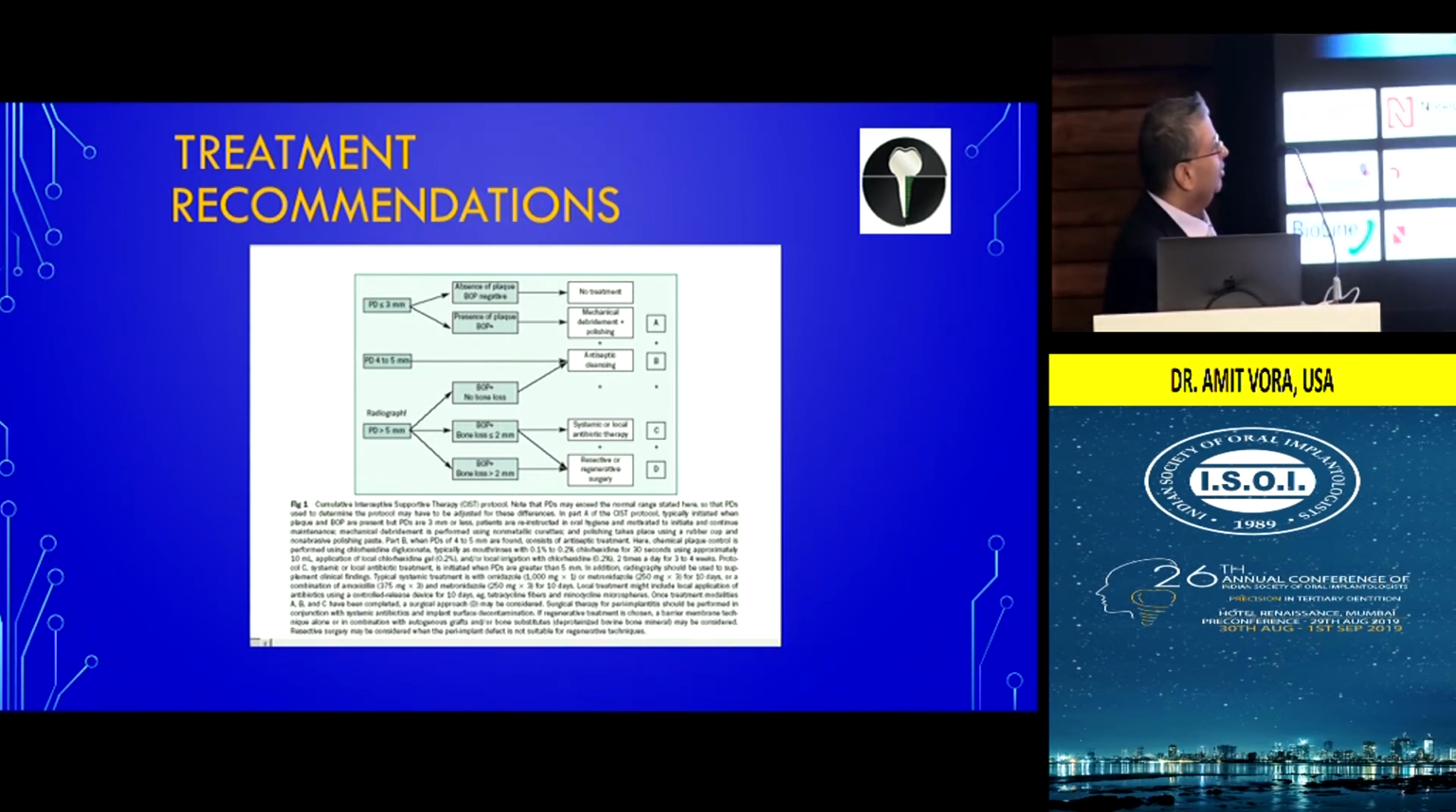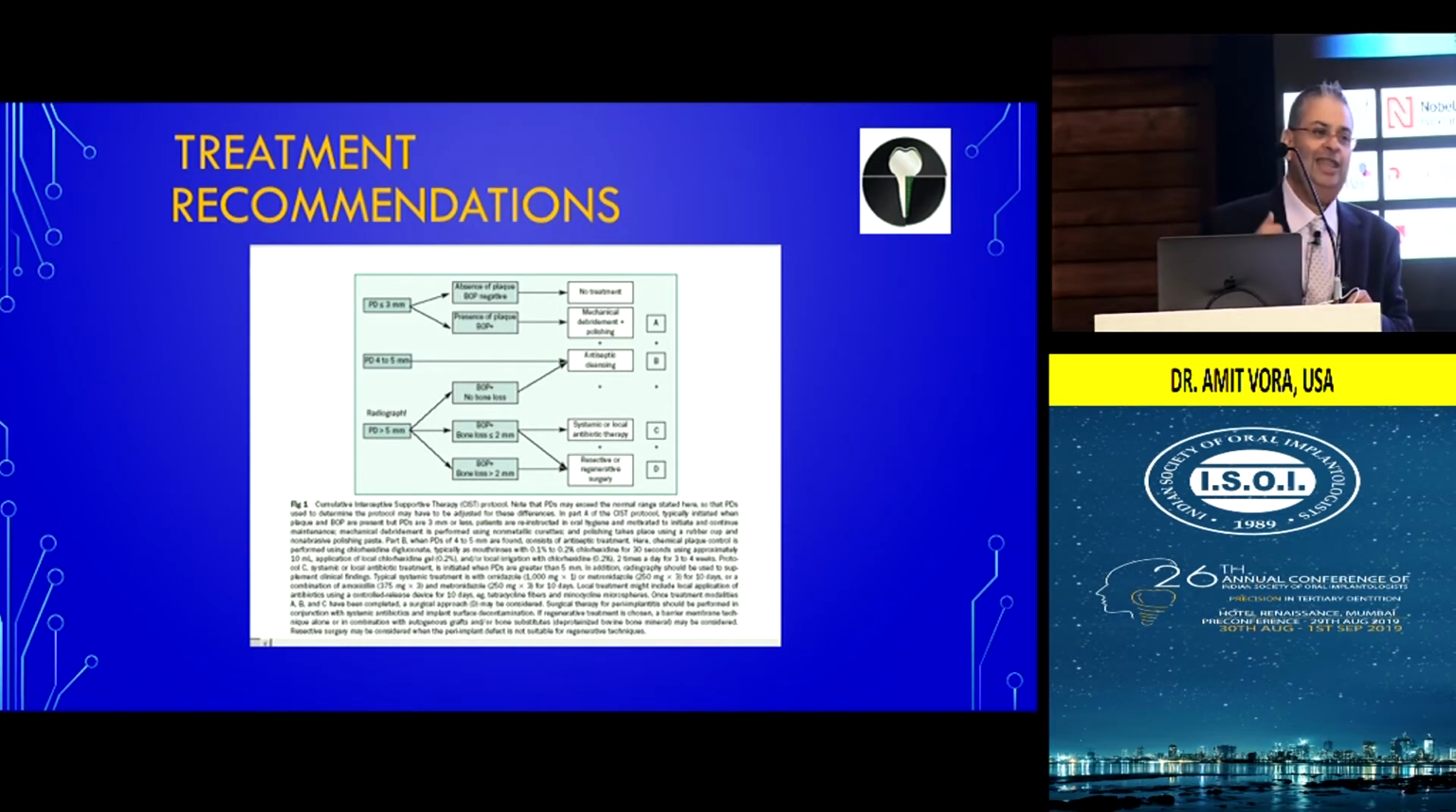And up to here, when the probing depth is 4 to 5, this is where you see the mucositis. You do an antiseptic cleansing along with the mechanical debridement. Antiseptic cleansing, according to this protocol, was subgingival irrigation with chlorhexidine, and patient rinsing with chlorhexidine twice a day for 2 weeks. And usually that will resolve the case.